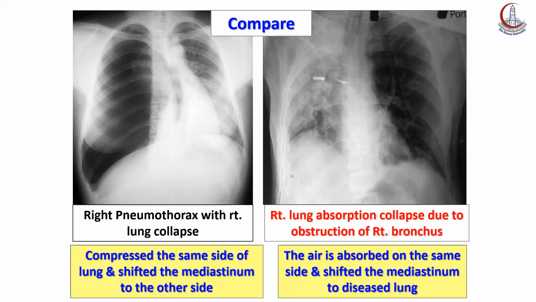This slide compares the two types of collapse, compression and absorption collapse. This is an example of right pneumothorax with collapse of the right lung and shift of the mediastinum towards the normal left lung. And on the opposite side, here the right side shows right lung collapse with a shift of the mediastinum towards the diseased collapsed side.